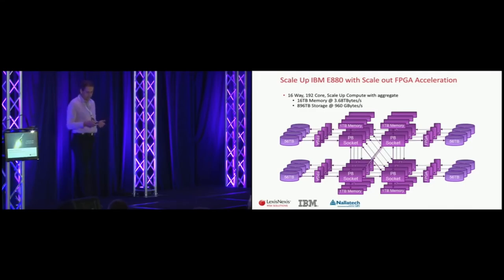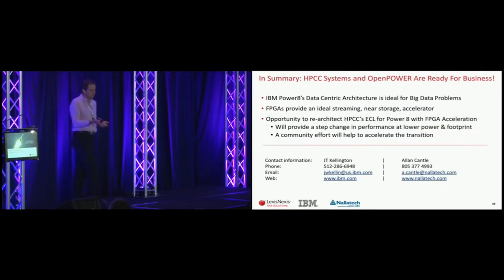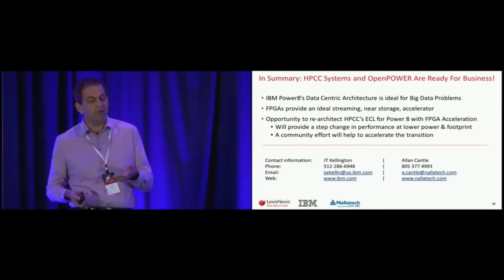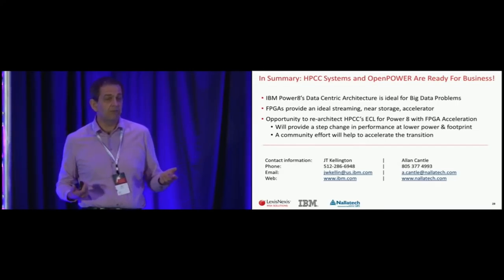So hopefully that's given you a little bit of a flavor of the directions we're going in with the part of OpenPower and where we believe we can bring significant acceleration to HPCC and the ECL. So in summary, HPC systems and OpenPower, we're really ready for business. IBM's Power8 data-centric architecture is really ideal for big data problems. FPGAs do provide an ideal streaming near-storage accelerator. And we truly believe we've got an opportunity to re-architect some of the ECL for Power8 with FPGA acceleration, which will provide a step change in performance at a lower power and footprint.